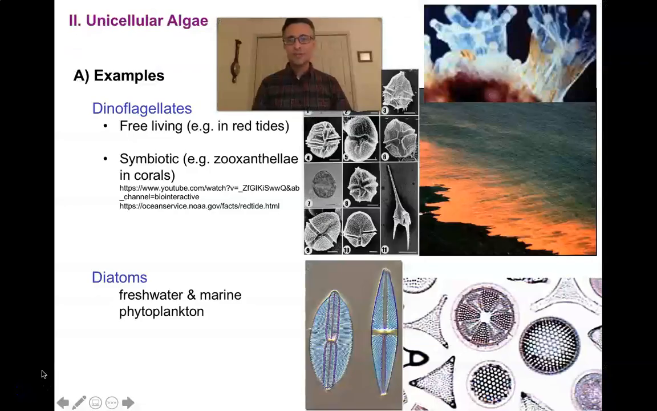Second example of a unicellular alga would be diatoms. And diatoms can be both in freshwater and marine environments. They're very important in marine environments as a source of phytoplankton, so they have an ecological value, but they also have a really interesting value in terms of helping us understand a little bit more about our climate, particularly our past climate.